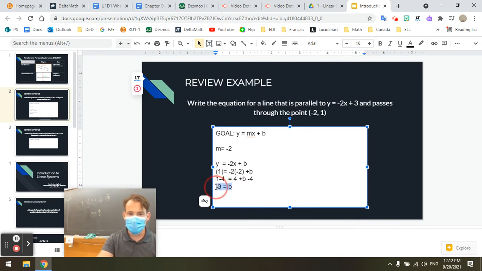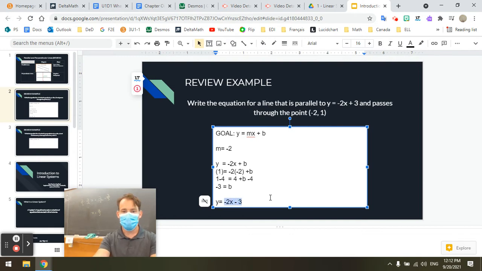Negative 3 is b. Now I have all the things I need to make a line that's parallel to y equals negative 2x plus 3 and passes through this point negative 2, 1. Okay? So therefore, y equals negative 2x minus 3 is the desired line.